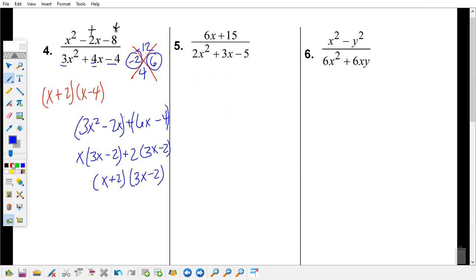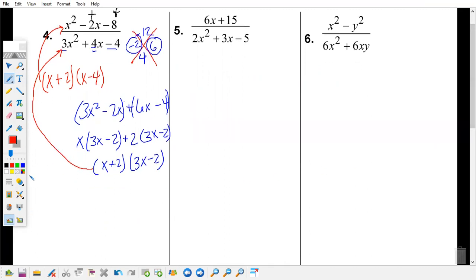So this is the factor for the numerator, and this is the factor for the denominator. I'm going to rewrite it all pretty. So now I'm working with x plus 2 times x minus 4 over x plus 2 times 3x minus 2. So I have factored, rewritten as multiplication. What's left to do?